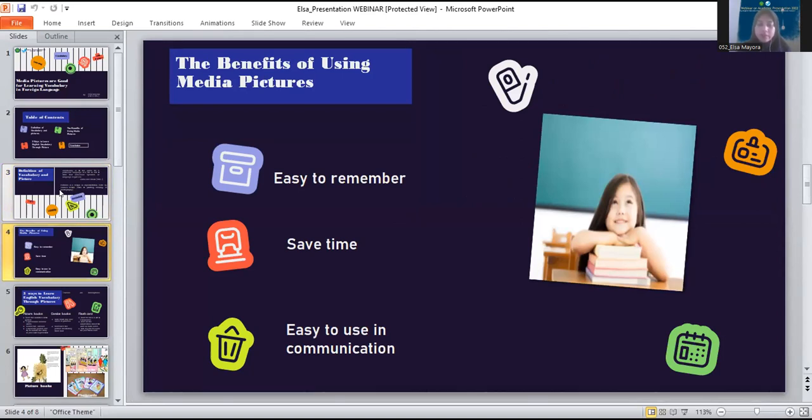Number two is save time. Each time you look at a picture, that will gradually deepen into your subconscious and help you remember, so you do not have to spend a lot of time to see what it is. And number three, easy to use in communication. Now, when you try to express yourself in English, images in the recent context will help you to visualize the image you have seen before and remember the words that are attached. It's easier than ever to communicate in English.